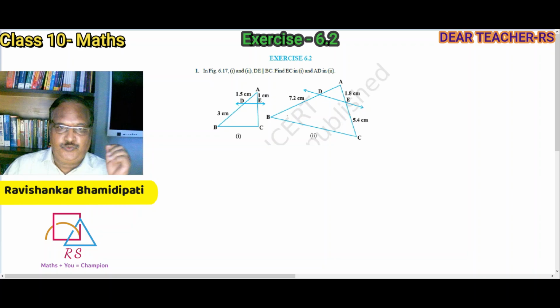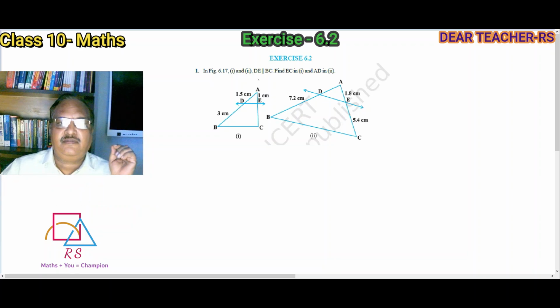Exercise 6.2. First question, I copied and I have kept here. There are two figures. From figures 1 and 2, DE is parallel to BC and find EC. In both the figures you have to find out EC.